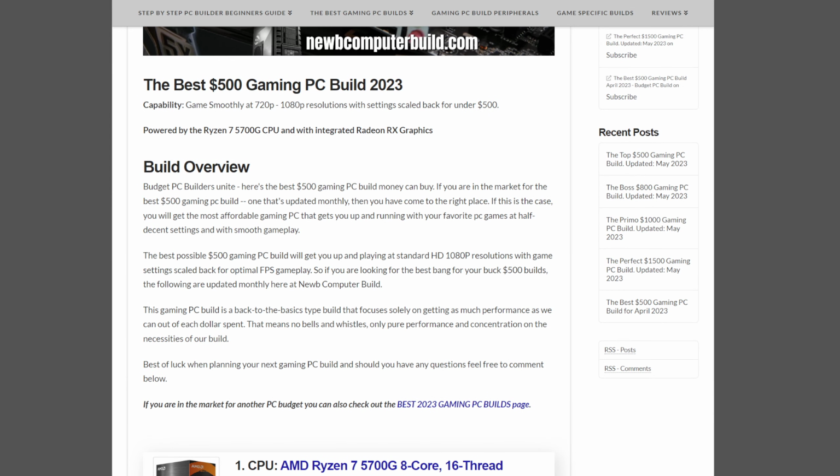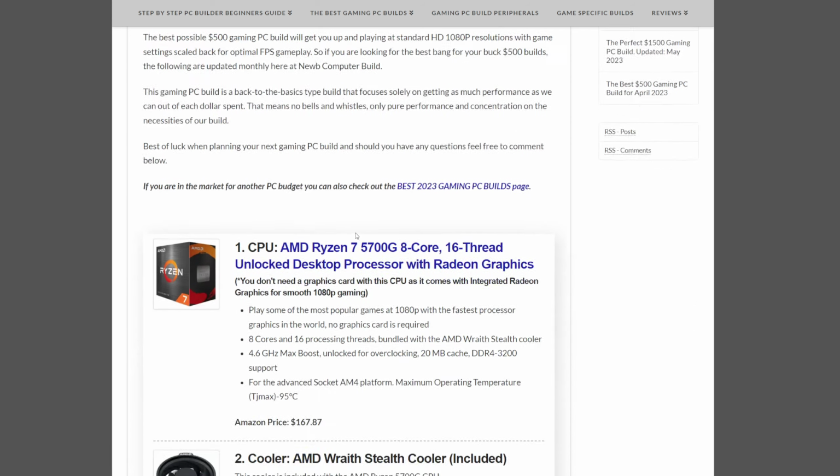So realistically, $500, what will this get you out of a gaming PC? Well, look at this. It'll get you gaming smoothly at 720p resolutions and get you gaming into 1080p resolutions with settings scaled back modestly in games. This is realistically what a $500 gaming PC build will get you, assuming you know that going into this. That means all games are playable. You can play all PC games, but that's where you just have to adjust your settings a little bit to accommodate your performance. All right, jumping into it.